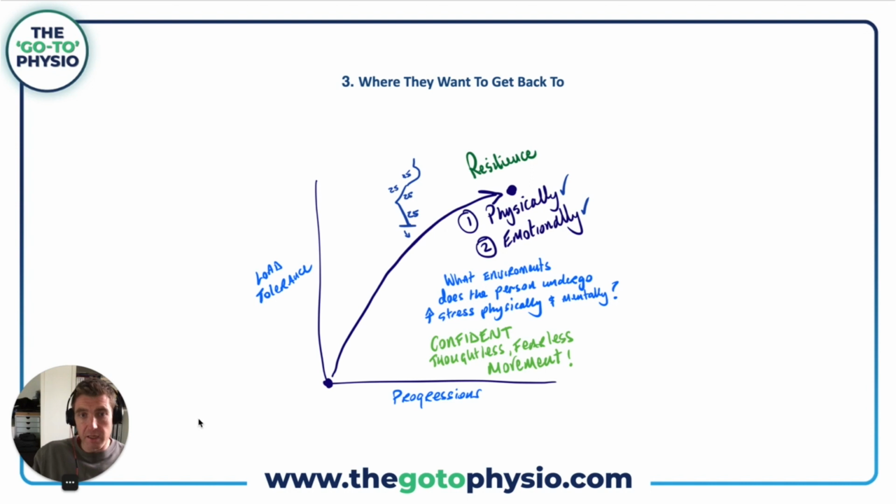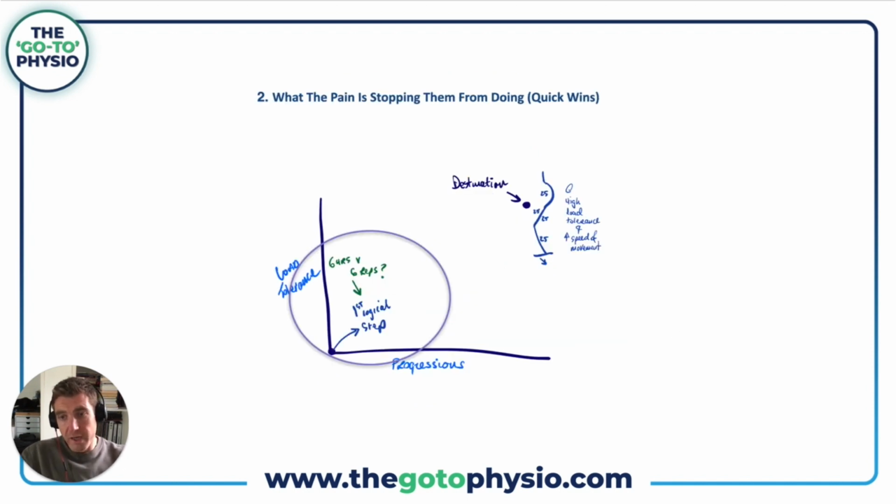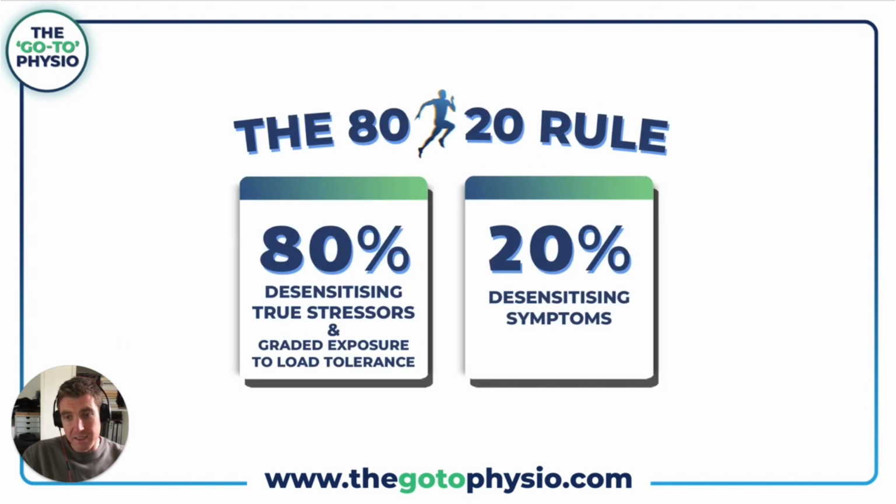And then the final thing you need to be really clear on is where they want to get back to. So you have to ask higher level questions about what it is that they want to get back to, because ultimately we are designing a graded exposure plan from here all the way up there. So we want everything to do its job. We want it doing it at the highest level of load.